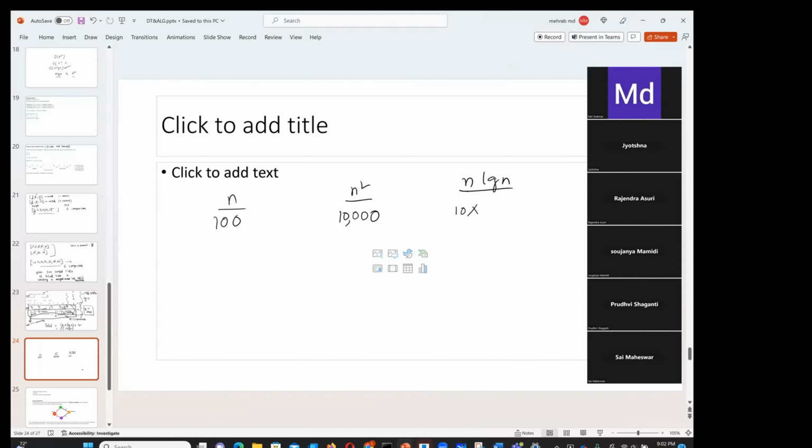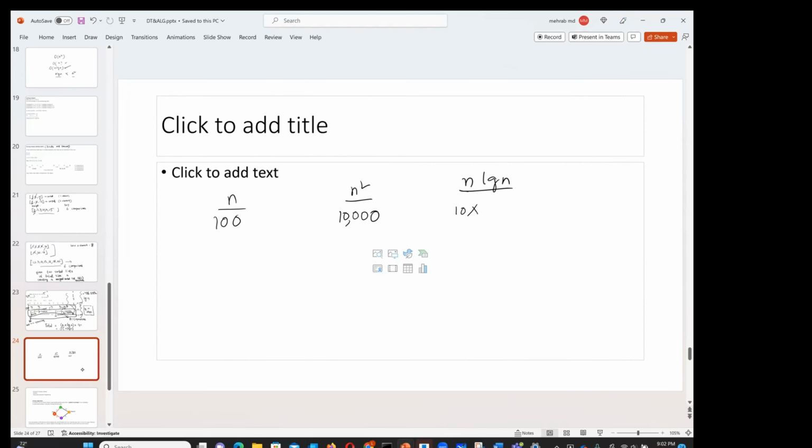That means base 2 log. Okay, this way: how many times do you have to divide 100 to get to 1? 50, you divide it once, twice, thrice, 4 times, 5 times, 6 times, 7, something like 7, right? So log 100 is 7, right?